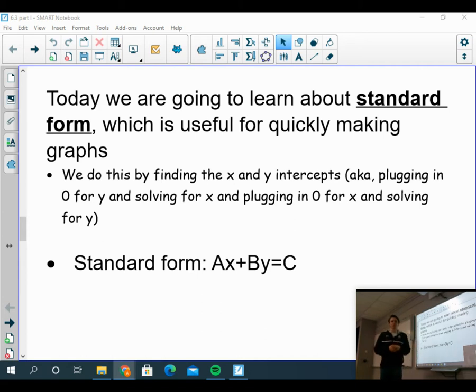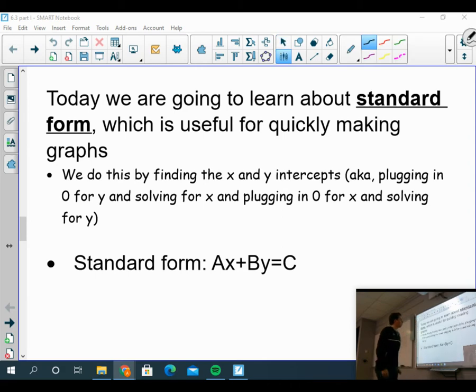Now, the forms aren't standalone, and we're going to learn how to switch between the forms. They do relate to one another. They're not just completely isolated concepts. We're going to learn how to transform between them toward the end of the lesson. But for now, we're going to talk about standard form.